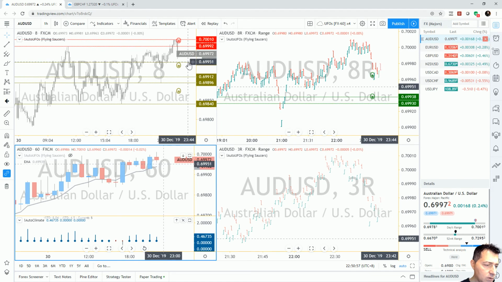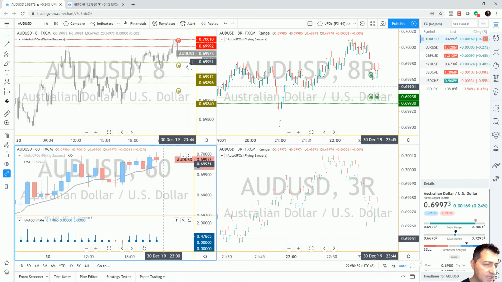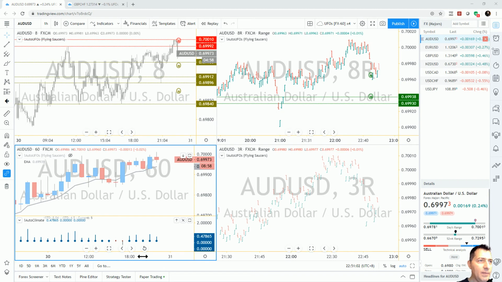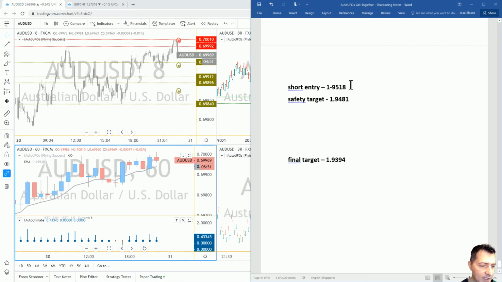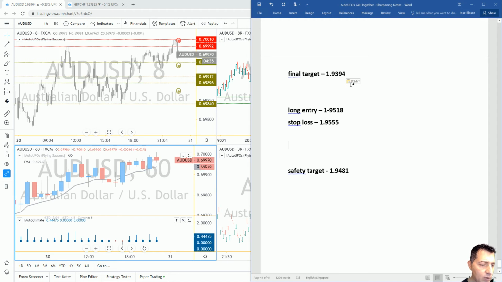So we are talking about 69.95. Okay, so good. So let me go ahead and use my Word document so I can input all the values. Now, of course, this is a long trade. So with a long trade, what's going to happen is that the stop is below the entry, and the entry is not short, it's long. Okay, and therefore the final target and the safety target will both be above price instead of below price.